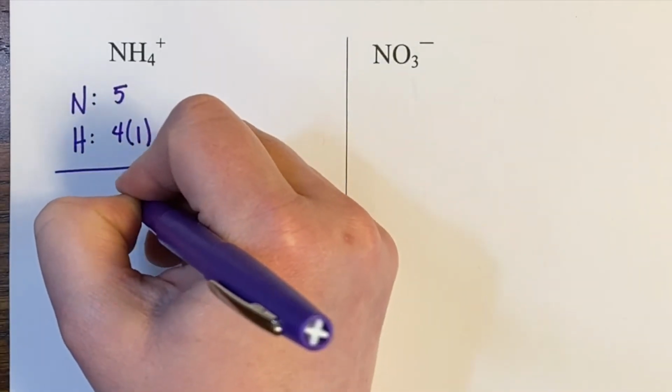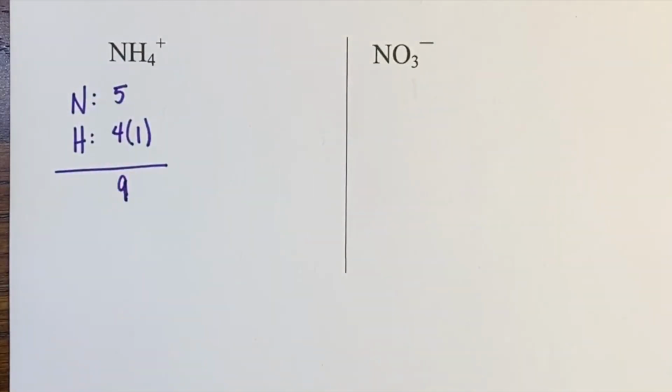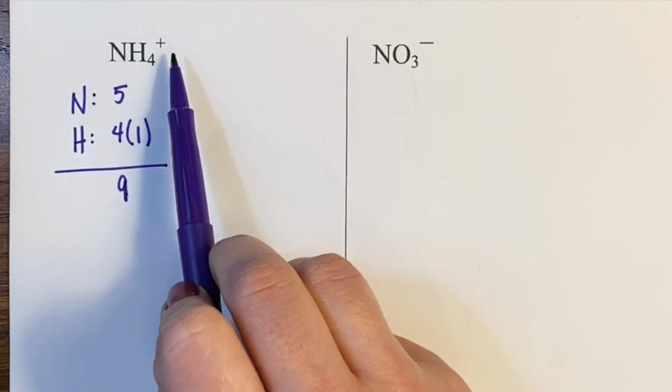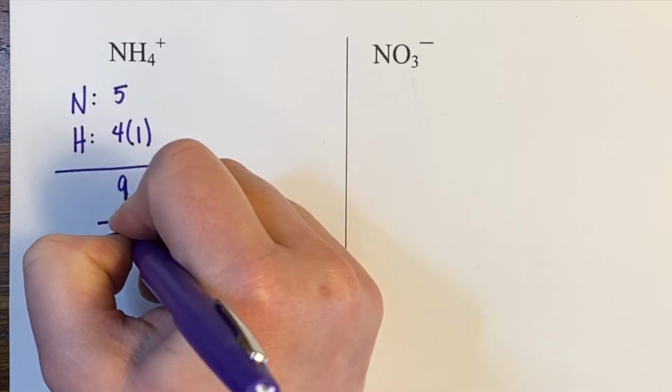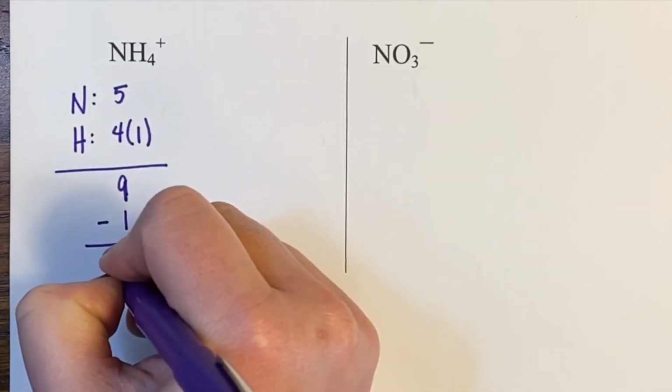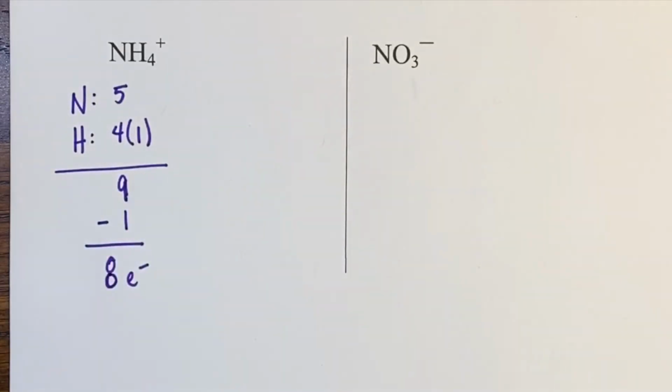That gives me a total of 9 electrons. This is not my final total because I have a positive charge that I need to account for. Remember, my positive charge tells me there's one more proton in the nucleus than electron, so that means that I need to subtract an electron to correct for that charge, and my new working total of electrons is going to be 8. I have exactly 8 electrons to put into this structure.